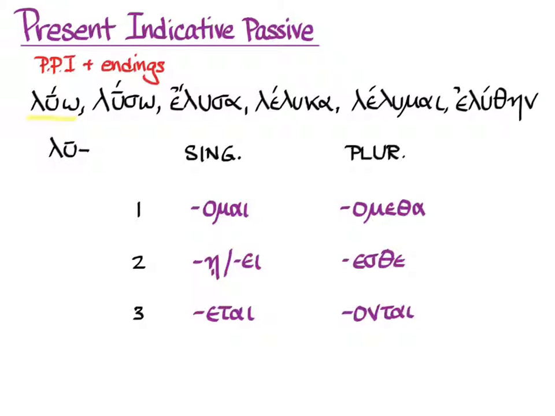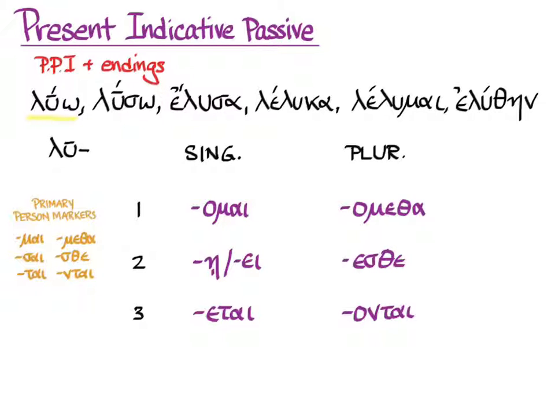I'm also going to introduce you to another useful paradigm on the side, the primary passive person markers, to help you identify person and number and the fact that you're looking at a passive verb. So here are these: mai, sai, tai, metha, sthe, ntai. If you look, you can see those endings in all the persons and numbers after omicron or epsilon, which help us see we're in the present tense in the paradigm for the present indicative passive.